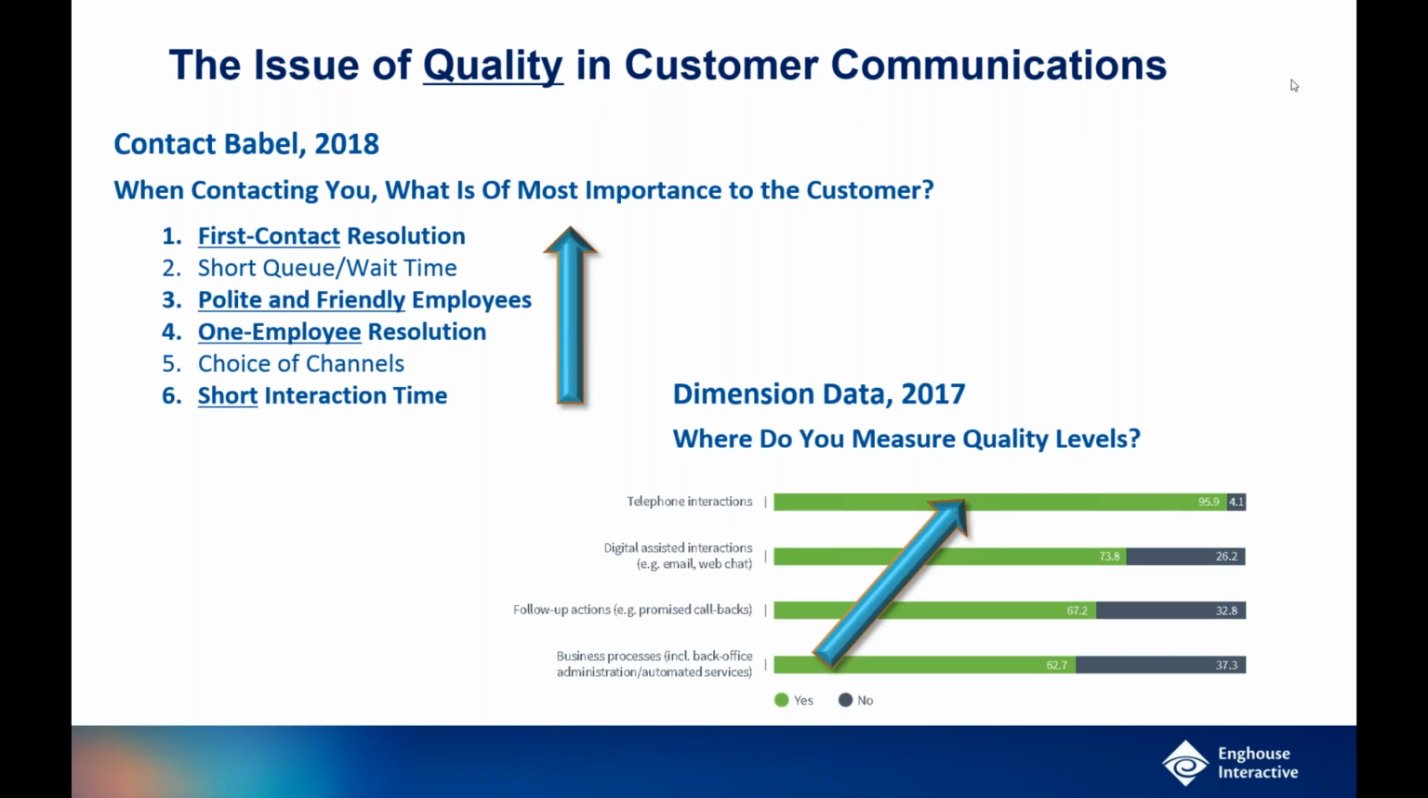But maybe the customer doesn't want that transfer and bring in multiple people. Maybe they want to just talk to one person so that they don't have to re-explain themselves 3 times. So is there a way that we can maximize that single employee resolution? And then there's short interaction time, minimizing the time on the phone or on the chat or in the email or whatever that the customer has to spend getting their issue resolved. So 4 of the top 6 reasons or things that are most important to the customer hit directly on this issue of quality in the communication. Is the customer getting the best quality of interaction they possibly can?